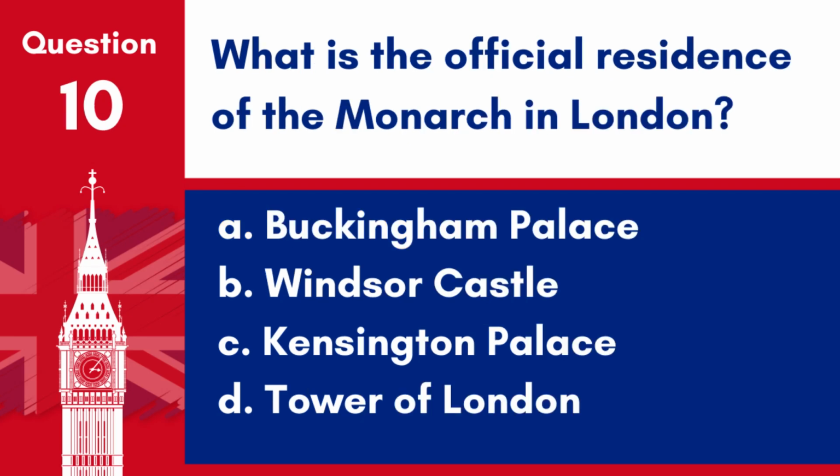Question 10. What is the official residence of the monarch in London? A. Buckingham Palace. B. Windsor Castle. C. Kensington Palace. D. Tower of London. Answer: A. Buckingham Palace. The official residence of the monarch in London is Buckingham Palace.